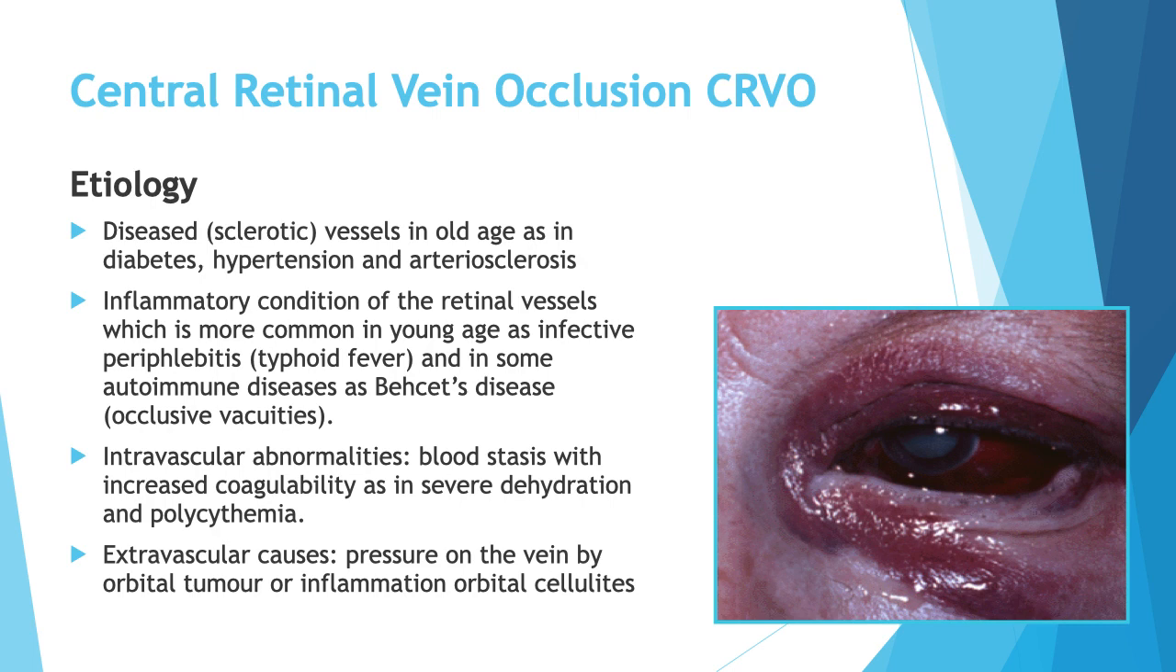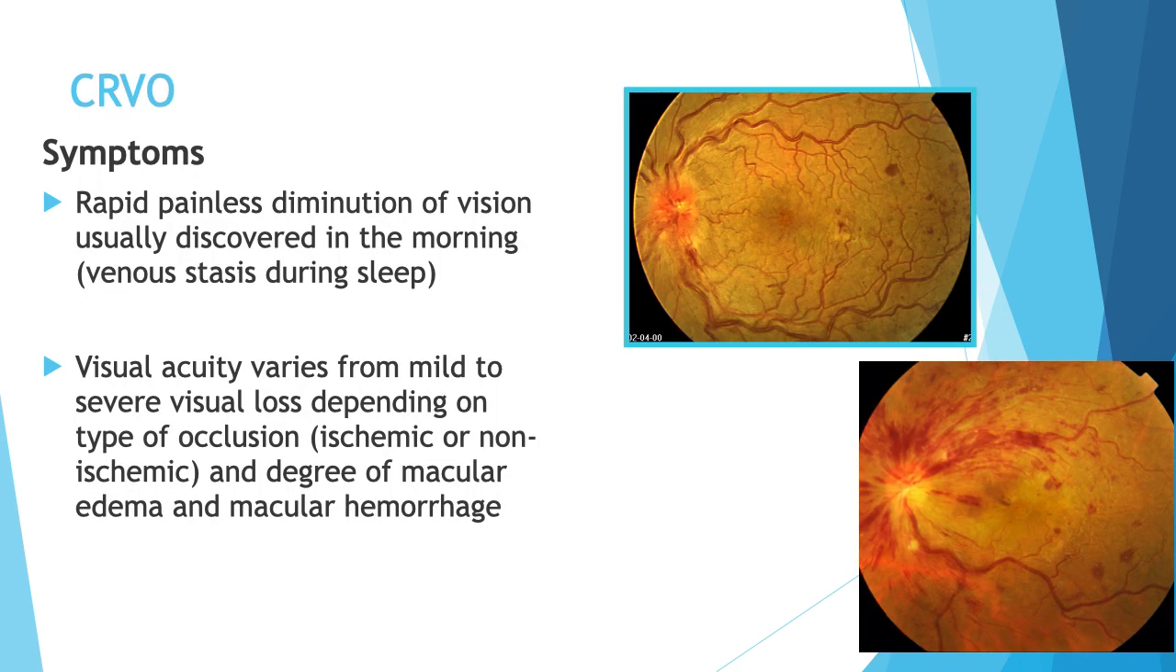The last cause is an extravascular cause, pressure on the vein by an orbital tumor, inflammatory orbital cellulitis, or hemorrhage. Like the picture here on the left side, this patient had a tennis ball trauma with severe hemorrhage under the skin, under the conjunctiva, inside the eye, and in the retrobulbar space behind the globe, where it presses on the optic nerve. The optic nerve has the vein and artery, and the first one to be occluded is the vein because the pressure inside the vein is lower than the pressure inside the artery.